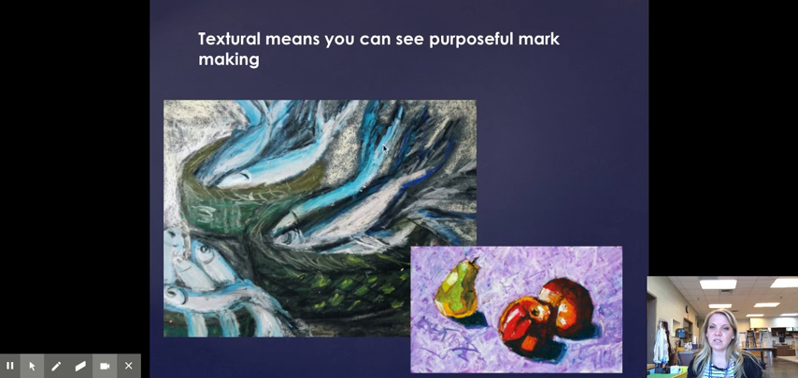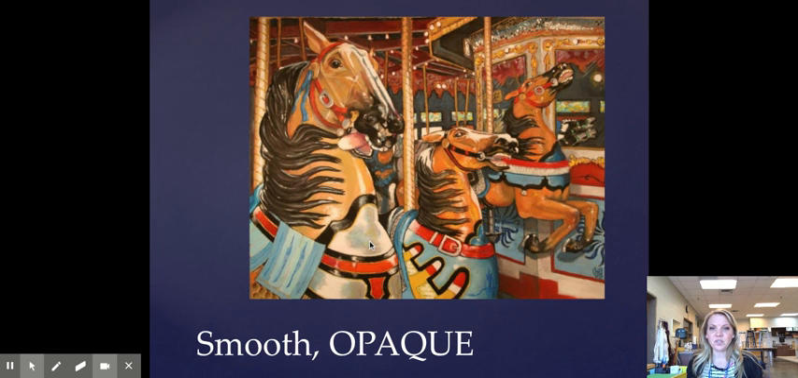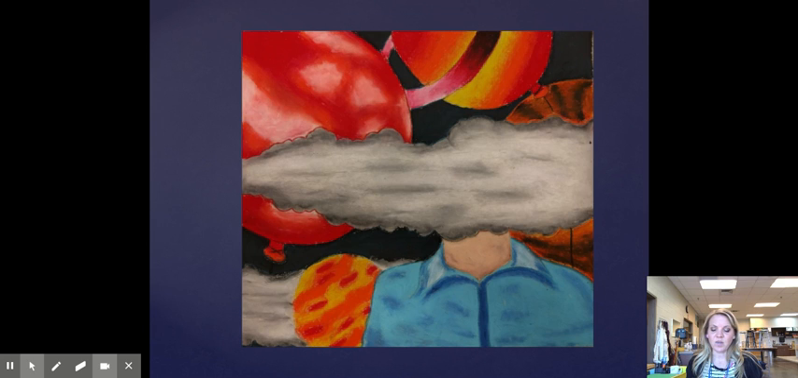Textural also means that you can see purposeful mark making. In these pieces, you can see some finer lines and areas of color that are applied very purposefully. It changes with the direction that the artist is using the media. Here's some artwork where it is applied smooth and opaque. We have more artwork where it's applied very smooth. This is a student artwork from a couple years ago.